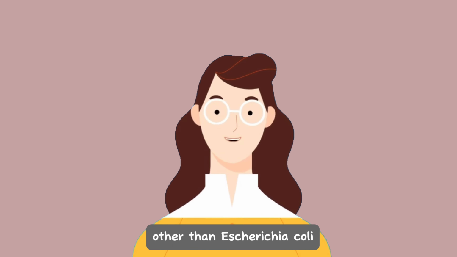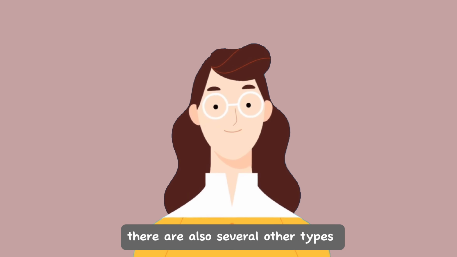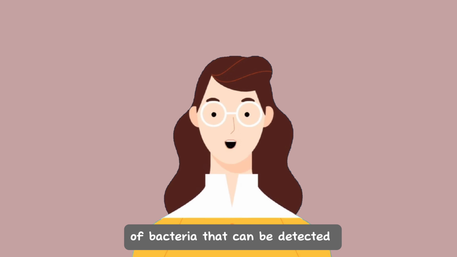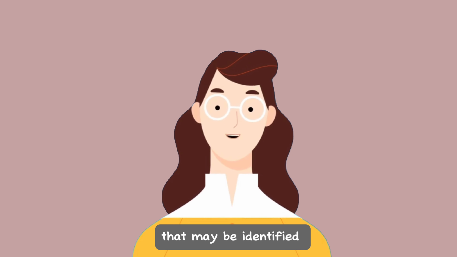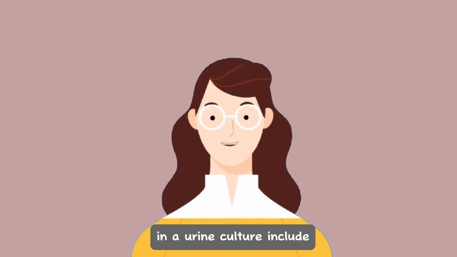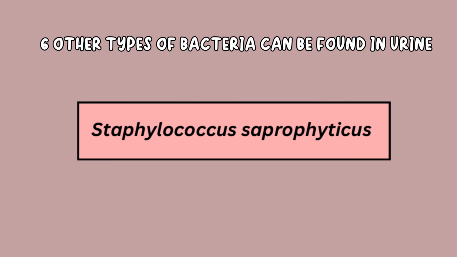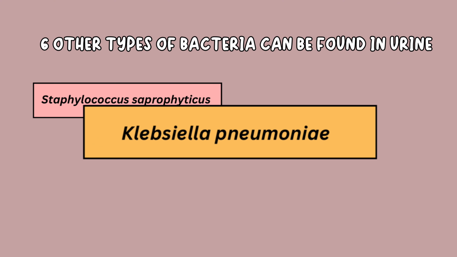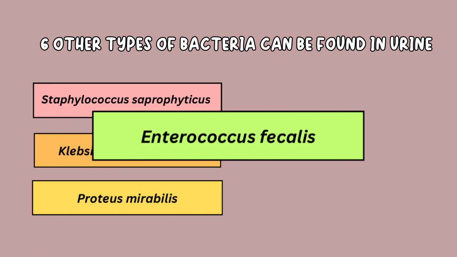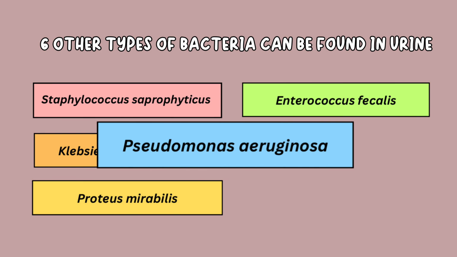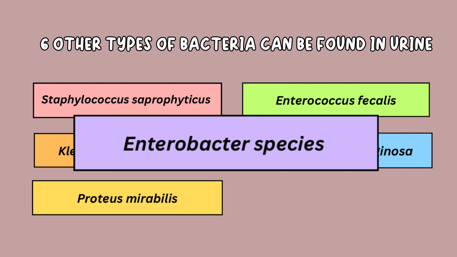Other than Escherichia coli, there are also several other types of bacteria that can be detected in a urine sample. Some of the common bacteria that may be identified in a urine culture include Staphylococcus saprophyticus, Klebsiella pneumoniae, Proteus mirabilis, Enterococcus faecalis, Pseudomonas aeruginosa, and Enterobacter species.